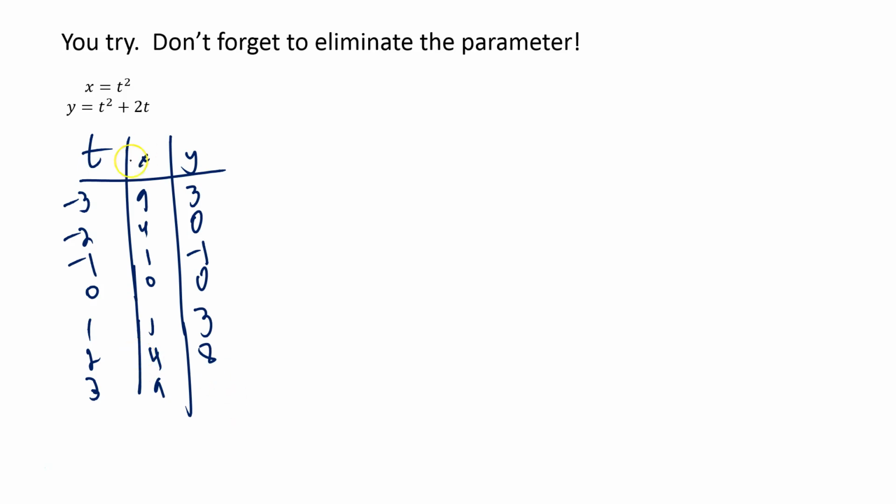Let's back up a little bit. 2 squared is 4, plus 4 is 8. 3 squared is 9, 9 plus 6 is 15. That sounds much better. I was saying these numbers are huge. What am I doing? Plug in the x instead of the t. All right, so now I'm going to sketch a graph of this.